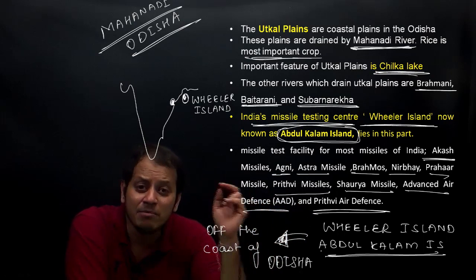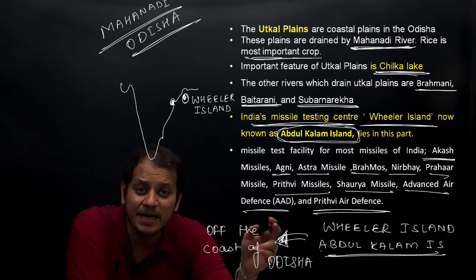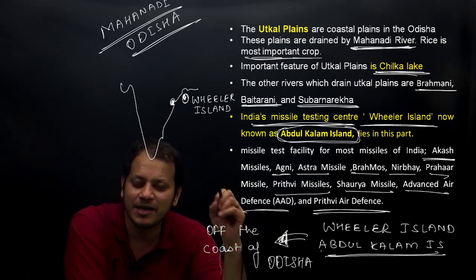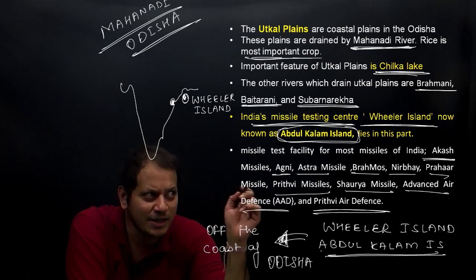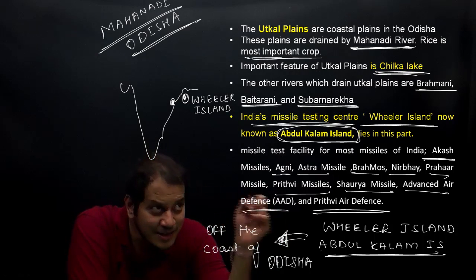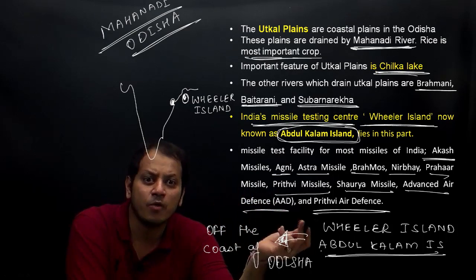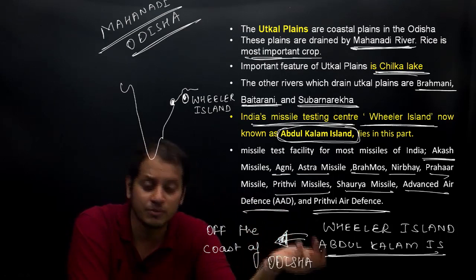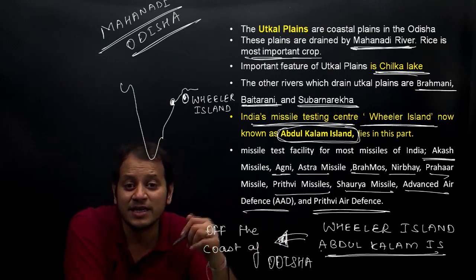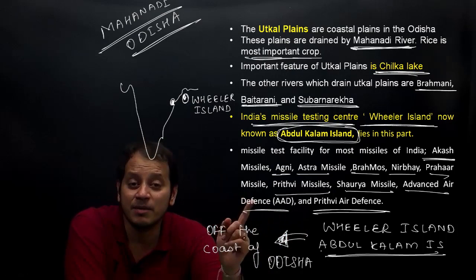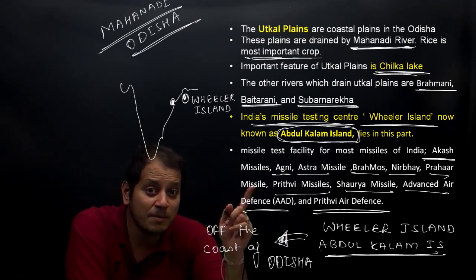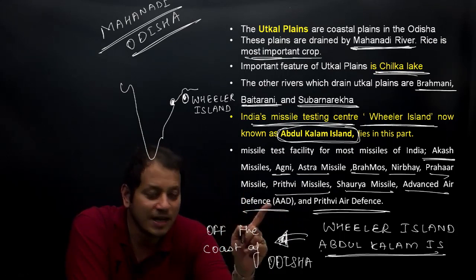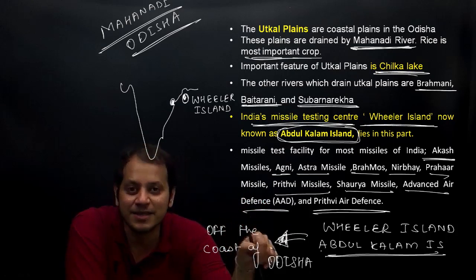Cocos Island belongs to Burma or Myanmar, but it has been leased by China, perhaps to keep a watch on India's satellite launching center and missile launching center. Where is the satellite launching center? I will come to that in the next slide. So this is the important thing about the Utkal plains that you should remember. The other important thing about the Utkal plains is Chilka Lake, which we will come to.